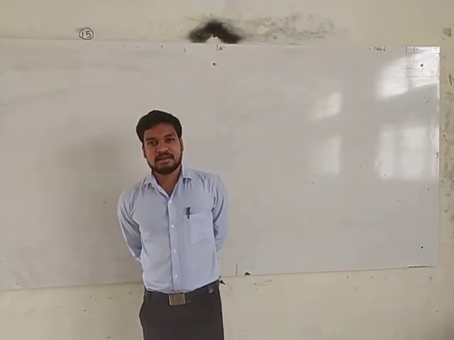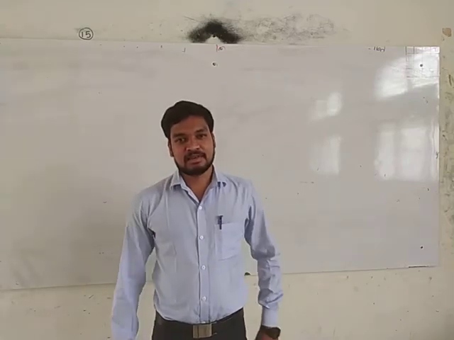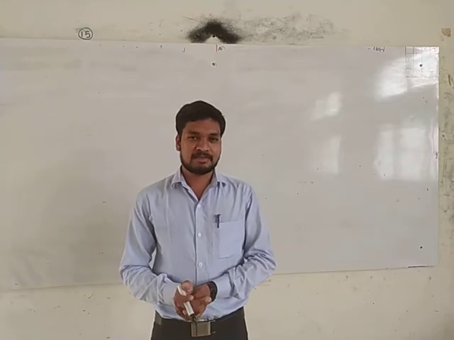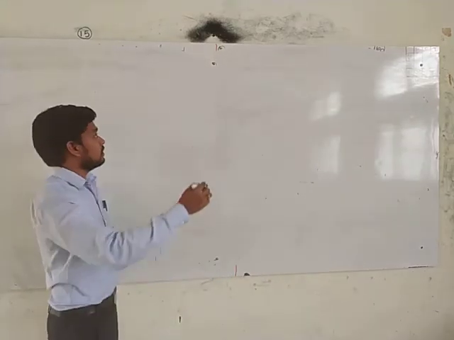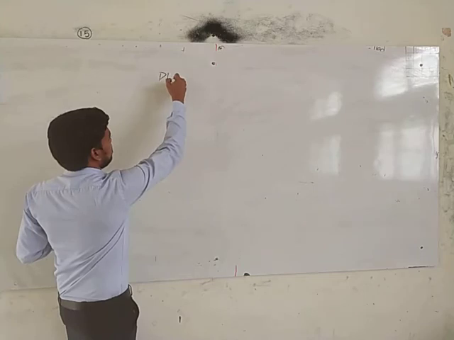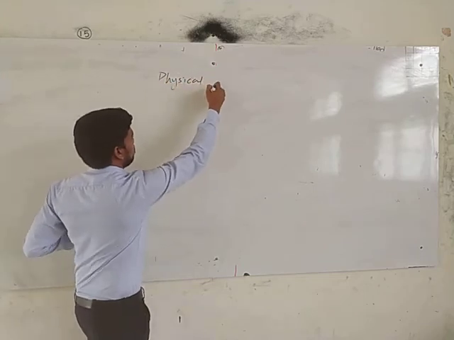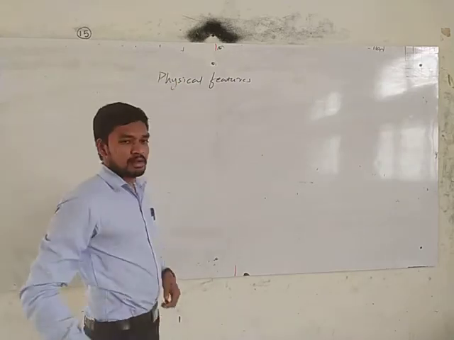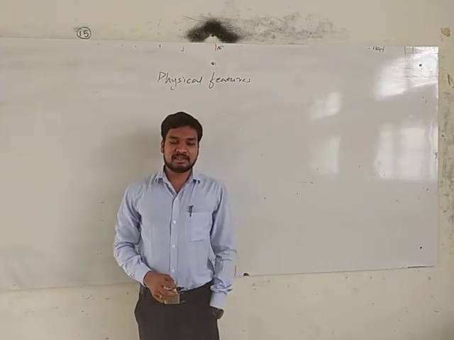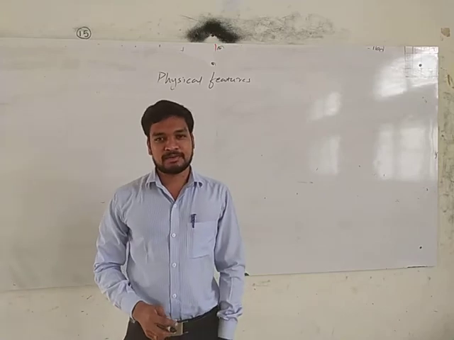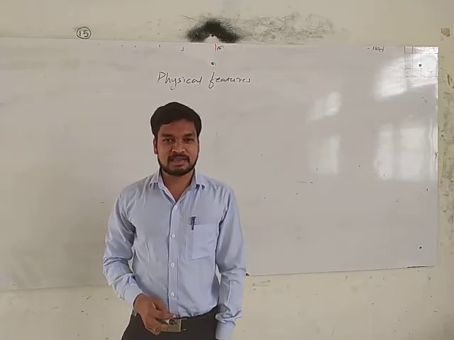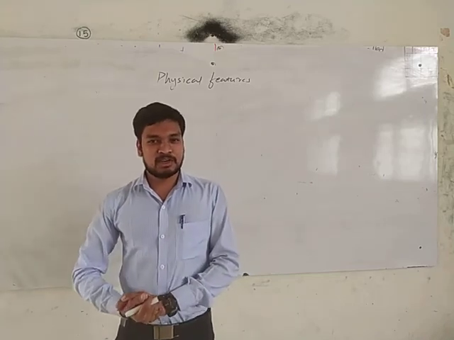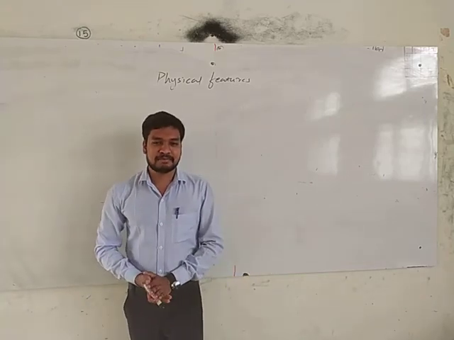So we are discussing the physical features of India. What are the physical features of India? What are those? Yes, Himalayan mountain ranges, northern plain, Indian desert, peninsular plateau, then coastal plains and Indian islands. So these are the different physical features of India.